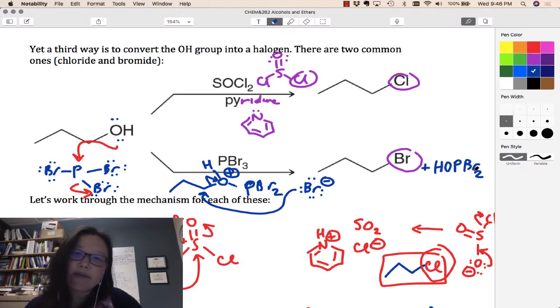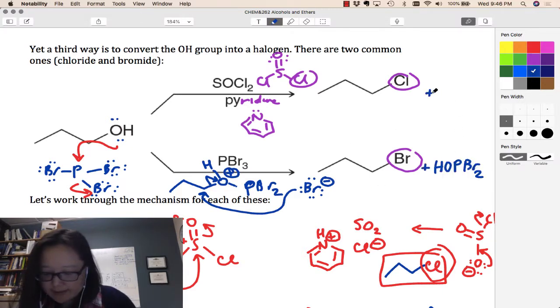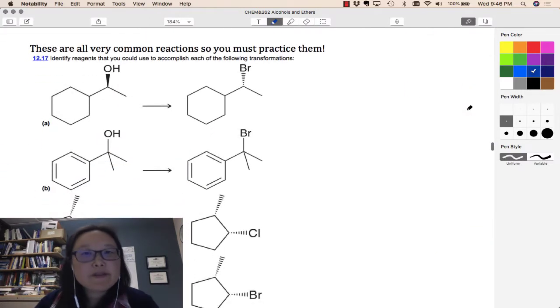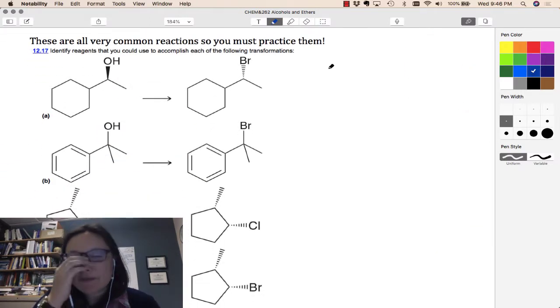All right, and now that we've done that, I'll also add the byproducts up here. You don't have to do it, but sometimes people wonder, whatever happened to the other stuff? So please know those two mechanisms. You could be asked about one of those two.